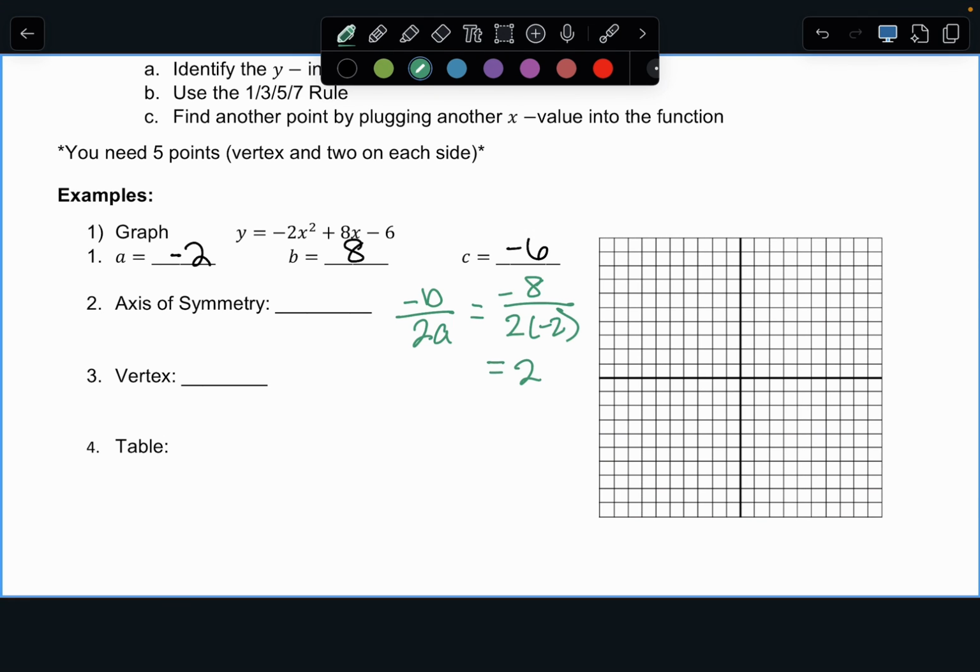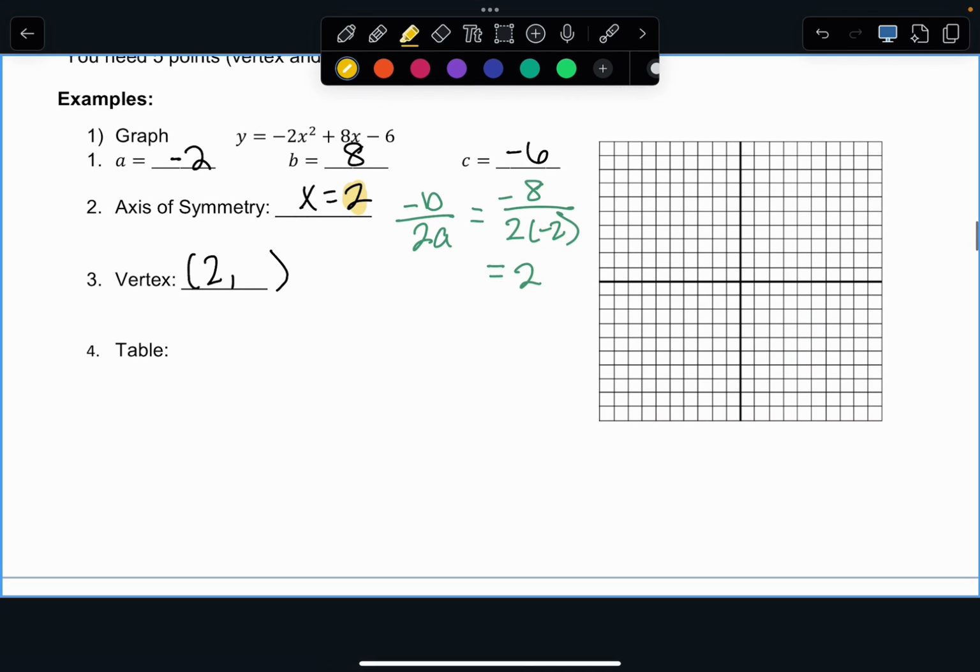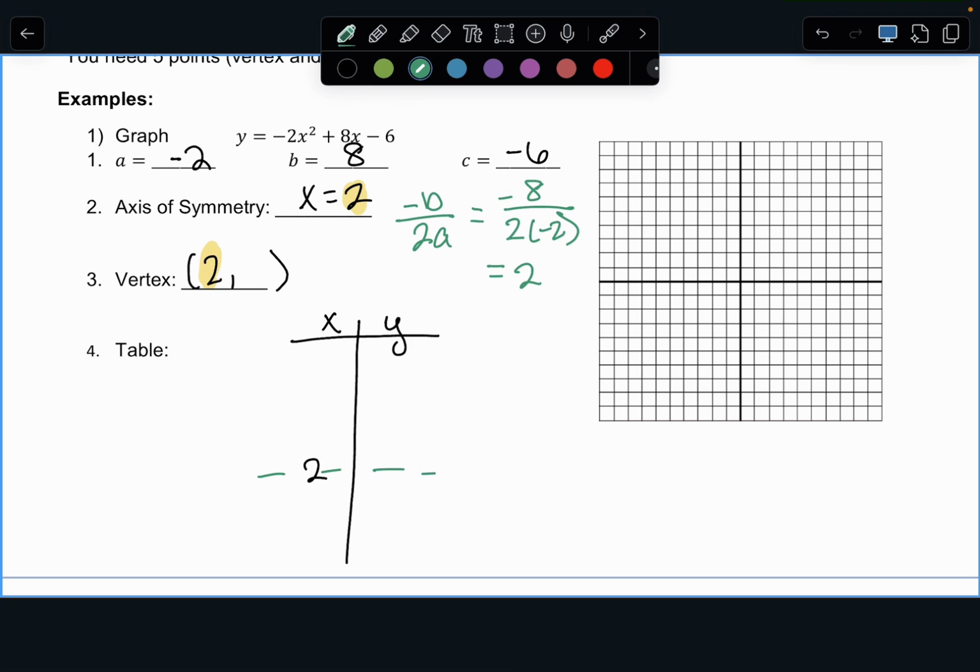That's all. Everything else is the same thing as we've been doing. I fill in my blanks. My vertex is at 2, something. My axis of symmetry is x equals 2. Again, those should always match. And I use a table to find the rest. So, here's my table. Here's my vertex.